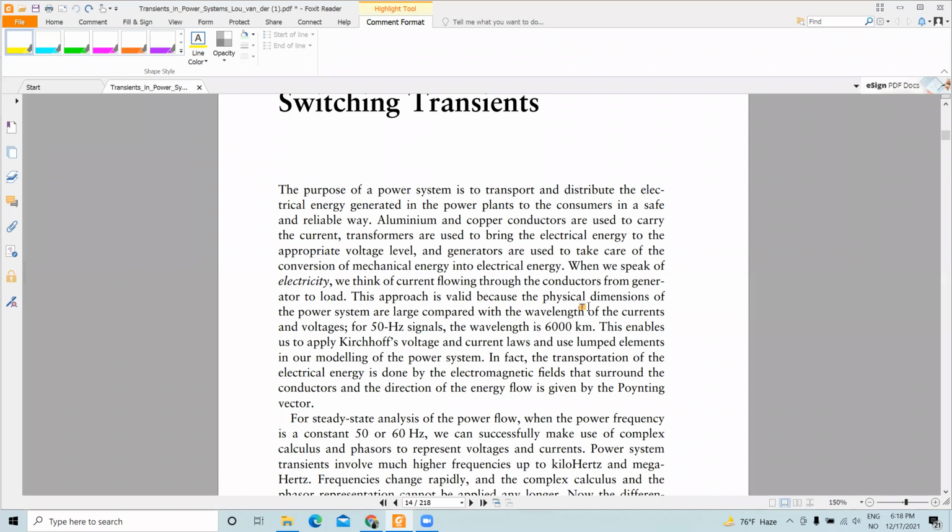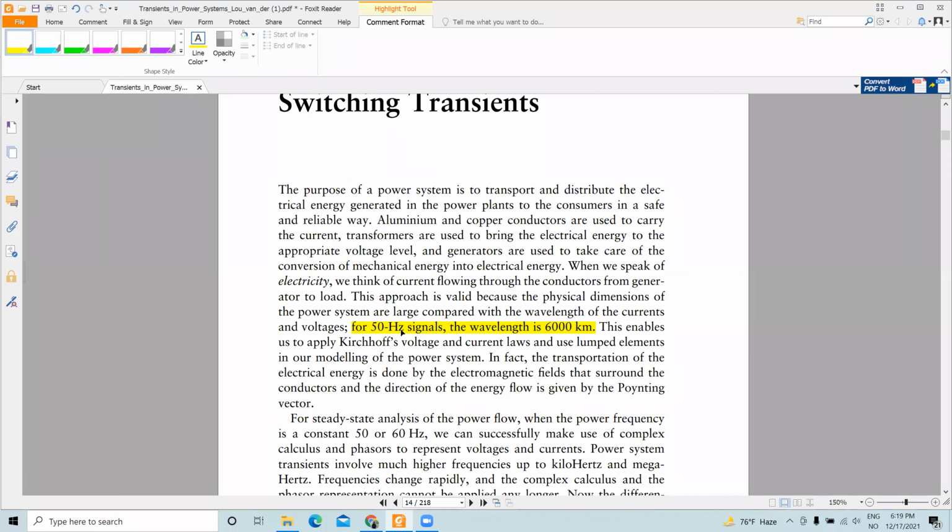This approach is valid because the physical dimensions of the power system are small compared to the wavelength of the current and voltage. So for a 50 hertz signal, the wavelength is 6,000 kilometers. This is very large, but if the frequency is very high, in the range of several hundred kilohertz or megahertz, then the wavelength becomes shorter.